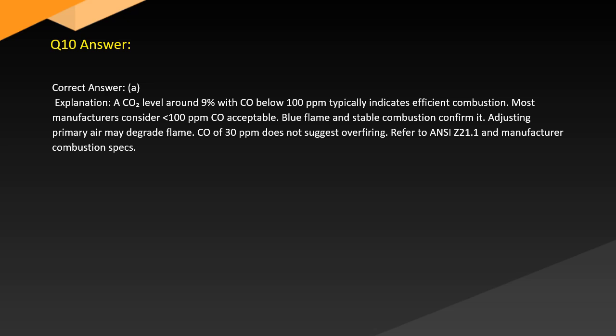Answer. Correct answer: A. Explanation. A CO2 level around 9% with CO below 100 ppm typically indicates efficient combustion. Most manufacturers consider 100 ppm CO acceptable. Blue flame and stable combustion confirm it. Adjusting primary air may degrade the flame. CO of 30 ppm does not suggest overfiring. Refer to ANSI Z21.13 and manufacturer combustion specs.